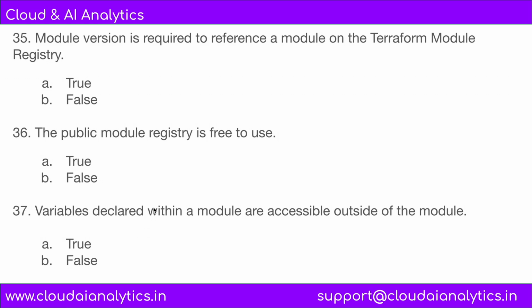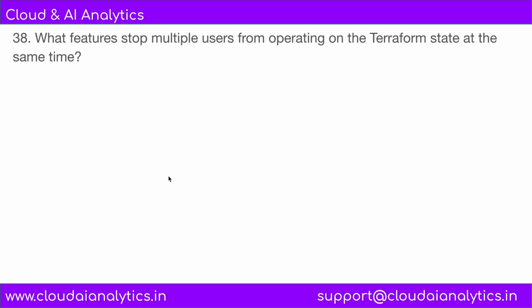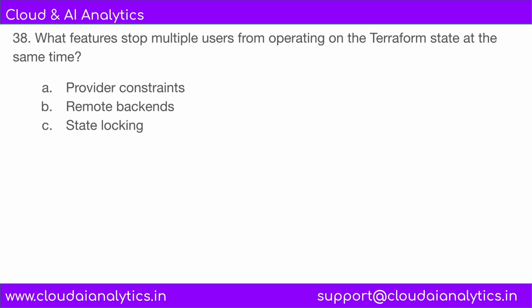Now moving on to the next question. What features stop multiple users from operating on the Terraform state at the same time? Option A, provider constraints. Option B, remote backends. Option C, state locking. And option D, version control. Again, a similar question we have discussed in part 1. You can just go through that video. You will get a more detailed explanation of it.